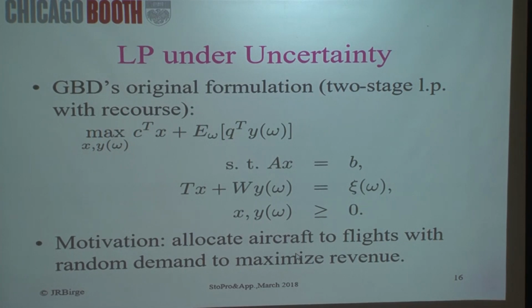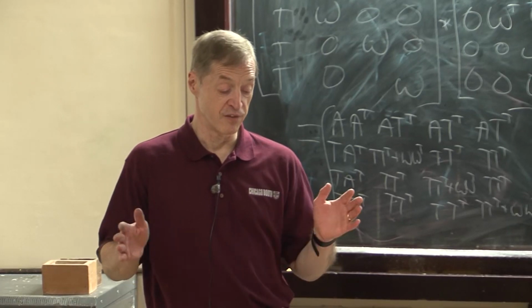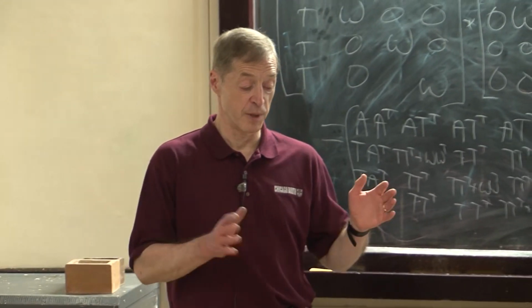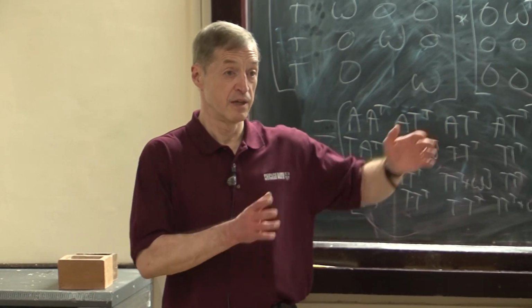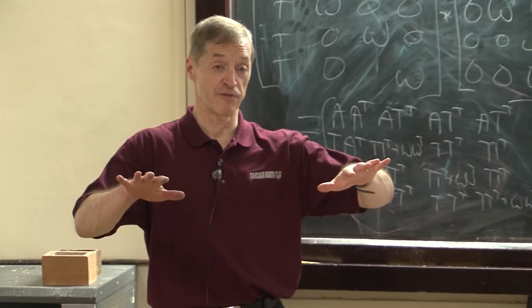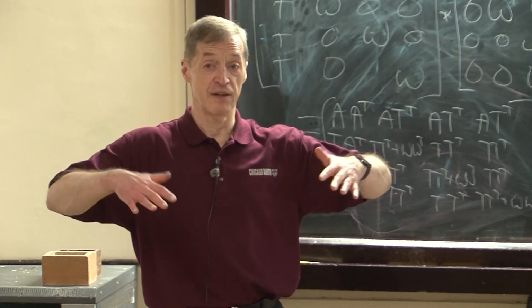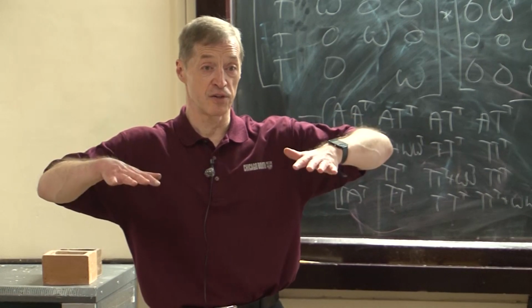And the first application he had was for United Airlines, the US airline. And the problem for United Airlines was we have a certain fleet of aircraft. We have so many aircraft that can seat 100 people. So many aircraft can seat 120. And so many can seat 200. And what we want to do is to allocate those aircraft to the different flights. But we don't know what the demand is going to be on all those flights. So we have uncertain demand on the flights.